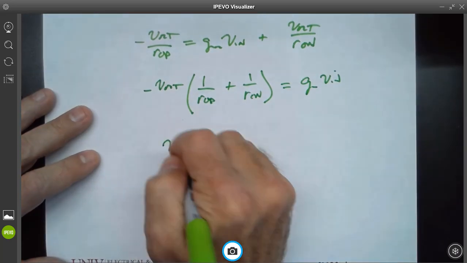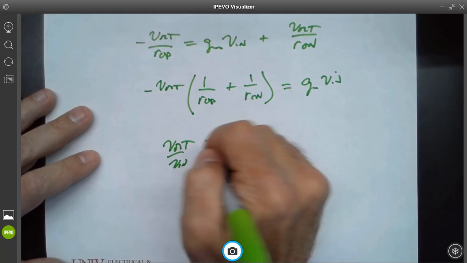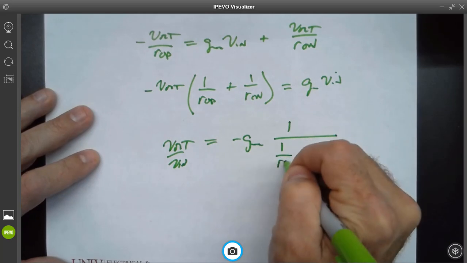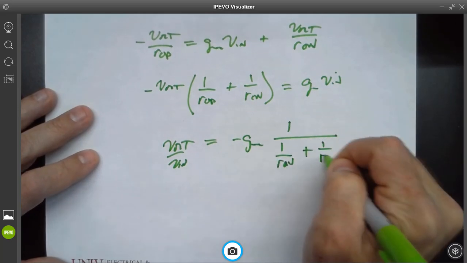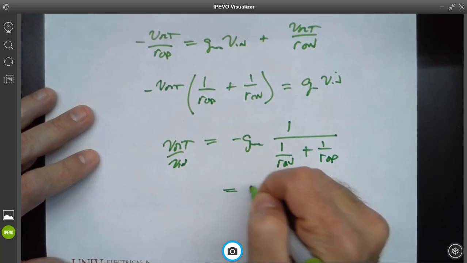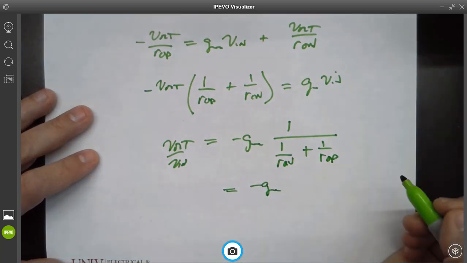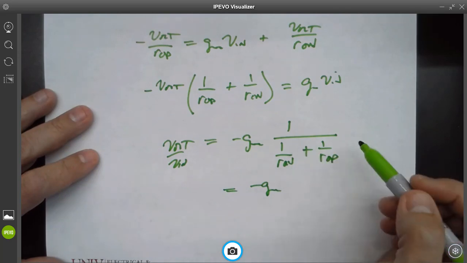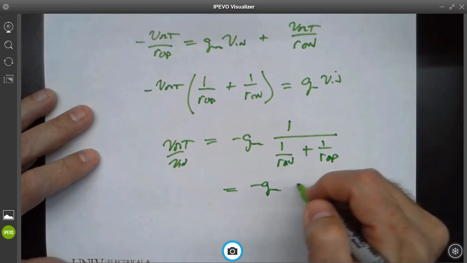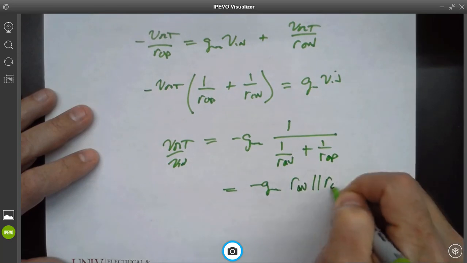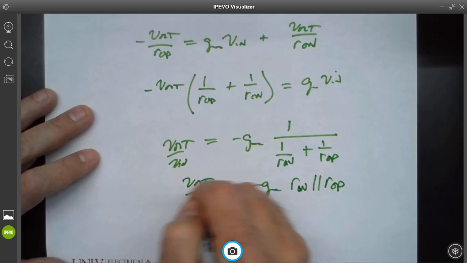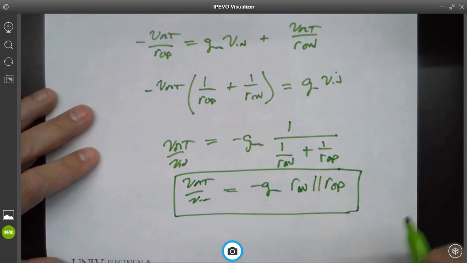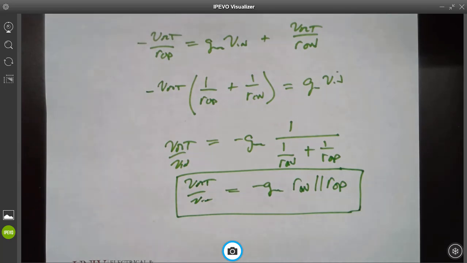Or V out over V in is equal to minus GM times 1 over R out N plus 1 over R out P, or minus GM times, what is 1 over R plus 1 over R like this? What is that? It's the parallel combination. And there's my gain. Anybody agree with that?